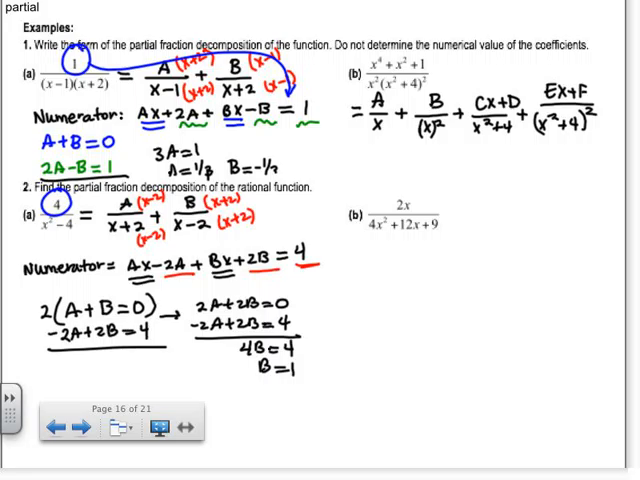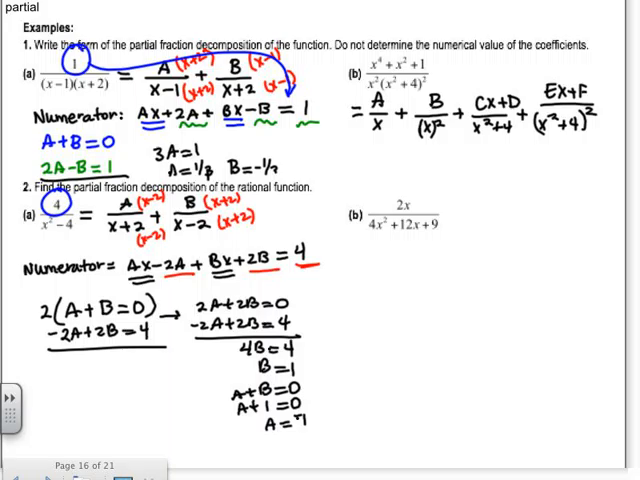Okay, I know B is 1. So Scott, if B is 1, what's A? Right, because A plus B made 0. So you can plug it in if you want. You get A equals negative 1. Okay, so your final answer is negative 1 over x plus 2, plus B is 1, so 1 over x minus 2. That's it. That's the partial fraction decomposition.